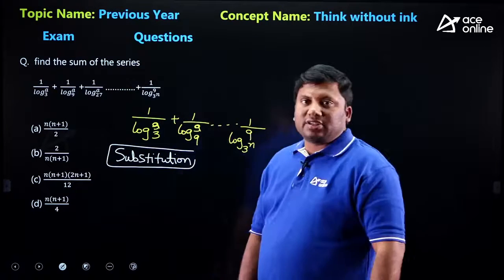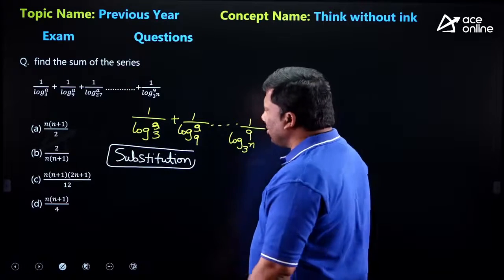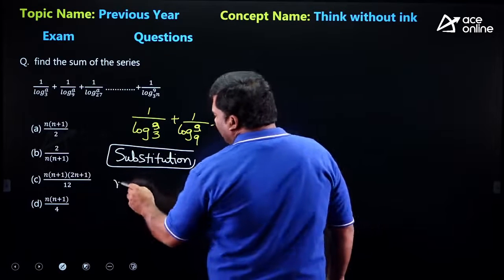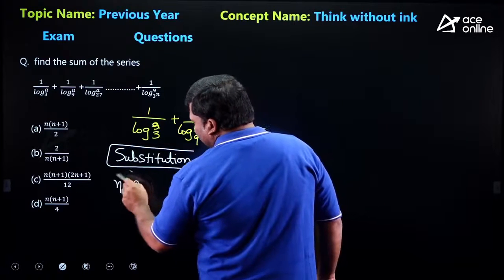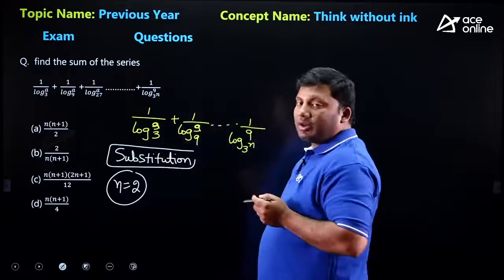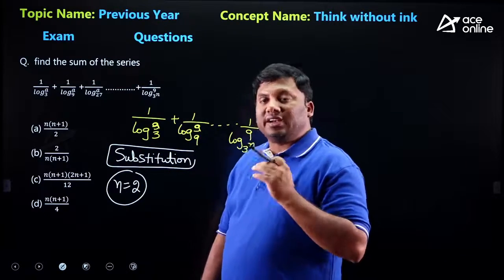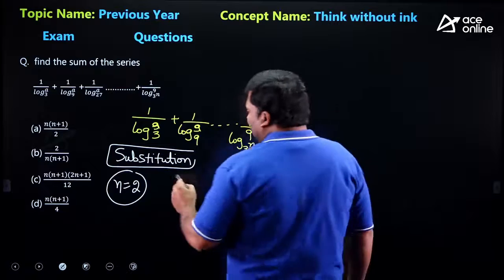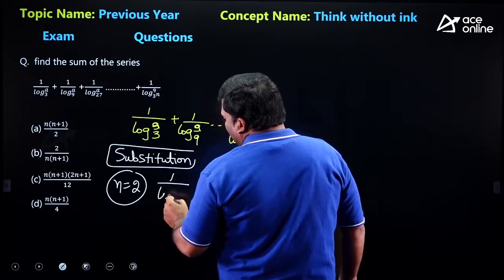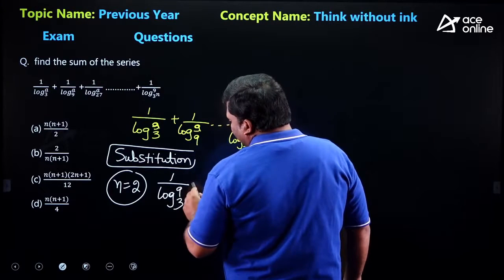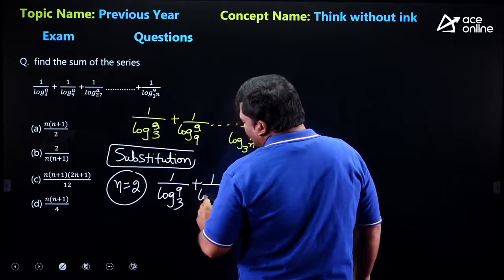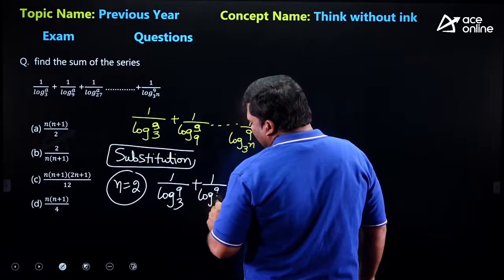Substitution is the best way to solve the question. What you do is put n equivalent to 2 and add the two terms in the question. The same value you should get in the answer. That means this will become 1 by log 9 base 3 plus 1 by log 9 base 9.